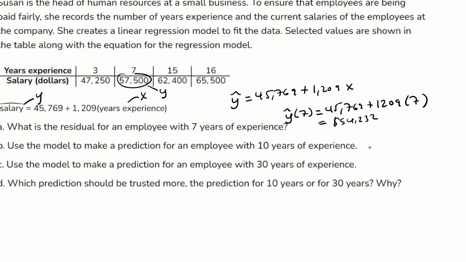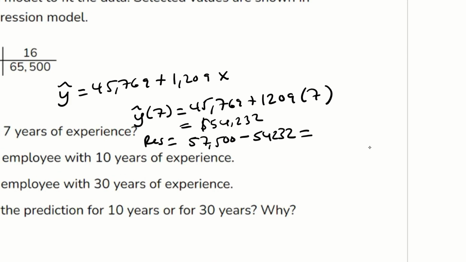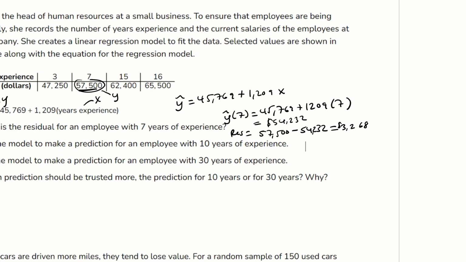But then their actual salary was $57,500, and so the residual is equal to that number minus the prediction. So we got 57,500 minus 54,232, which is $3,268. So that's the residual.